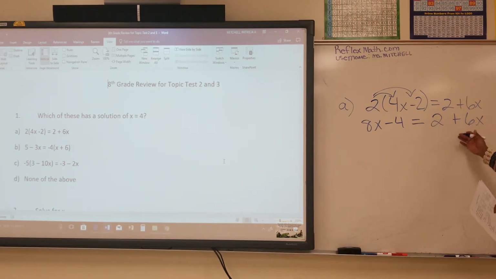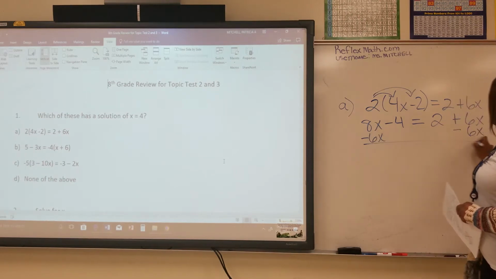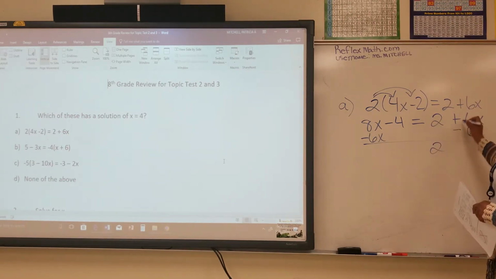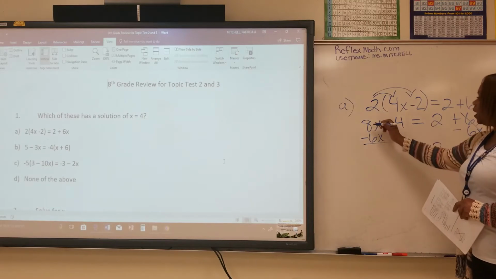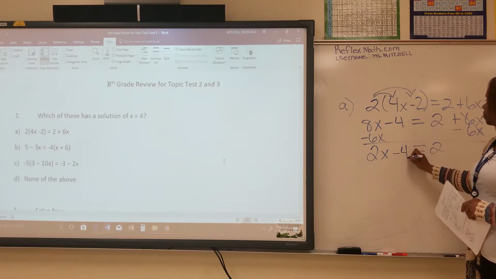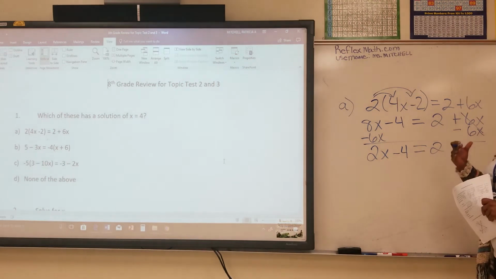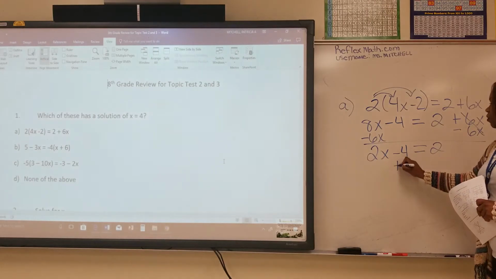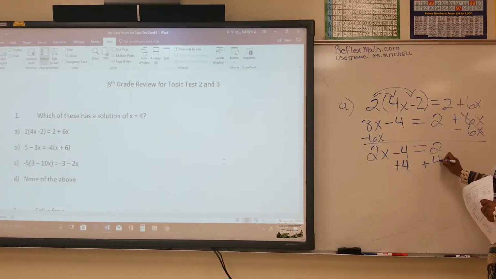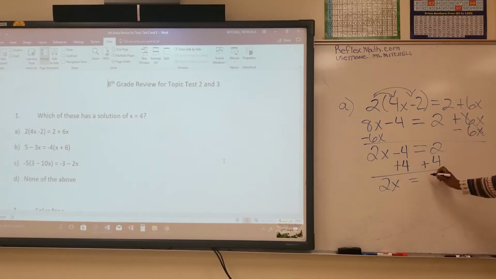It's easier for us if we just take 6x from this side and put it over here. This leaves us with 2 because these cancel out. And 8x minus 6x will give us 2x minus 4. From here, we just bring this negative 4 over here. And remember, we have to do the opposite. So we plus 4 on this side and plus 4 on this side. And 2 plus 4 will give us 6.